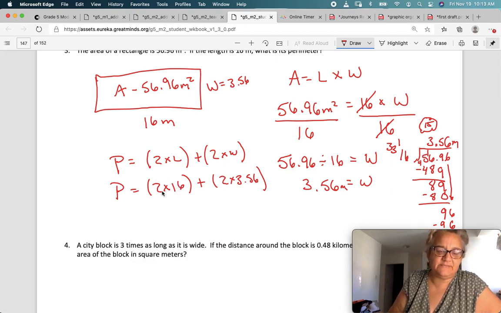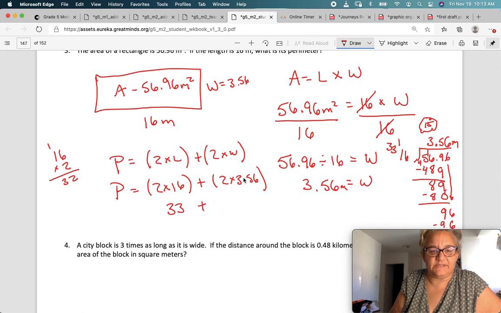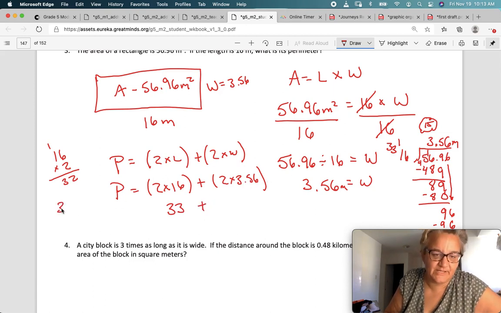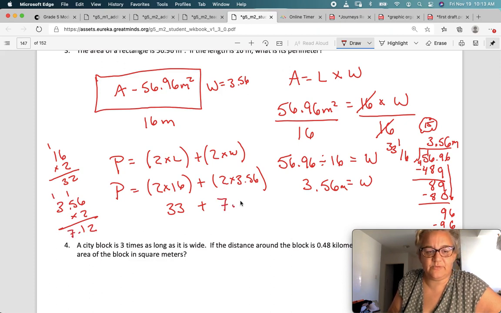And 16 times 2 is what? I can do it in my head, can you? 32. Now this one, 2 times 3.56. I'm gonna have to do that work over here. 3.56 times 2 is 12. Carry the 1 is 11. Carry the 1 is 7. 7.12.